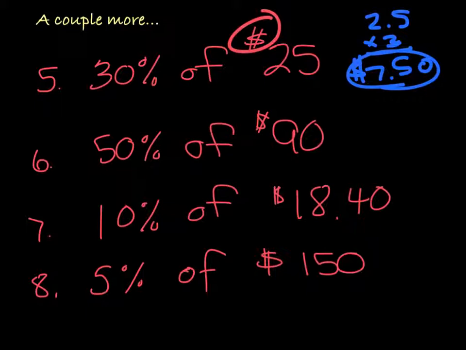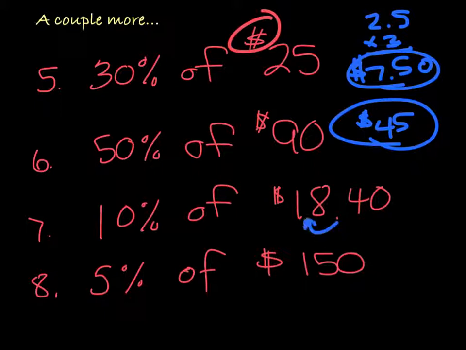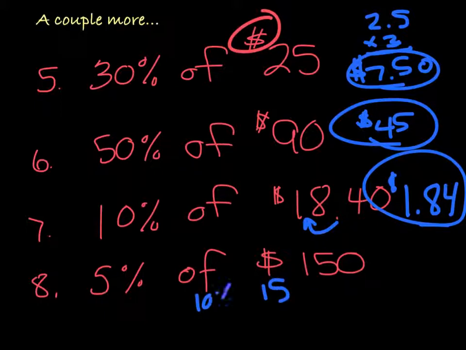50% of 90, well, half of 90 is 45. So half of $90 is $45. 10% of $18.40, move that decimal over, would be $1.84. I don't need that 0 on the end because I already have cents. And then 5% of 150. Well, 10% is 15, so that's 10%. Half of that would be $7.50.